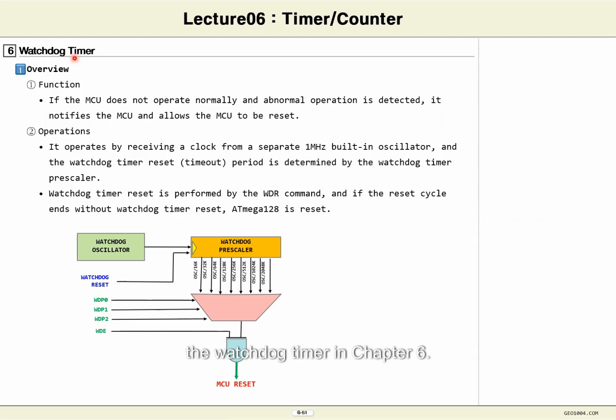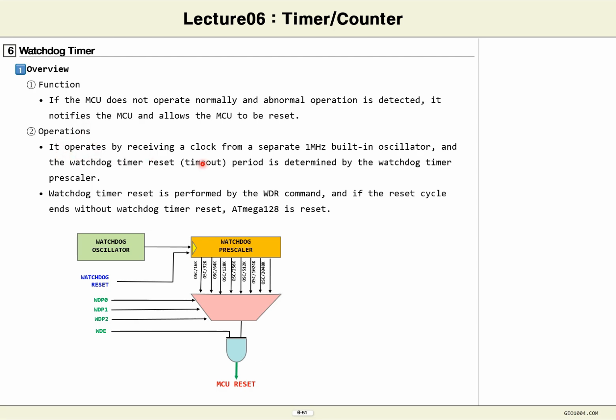Let's look at the watchdog timer in Chapter 6. First is the overview part. The function of the watchdog timer is to notify the MCU of abnormal operation, allowing the MCU to be reset if the MCU operates abnormally and abnormal operation is detected. Let's look at the action.